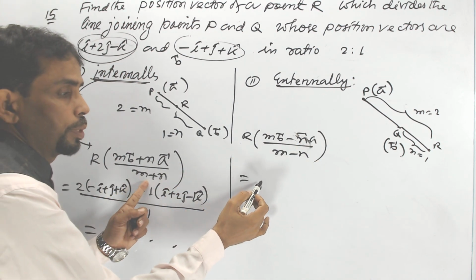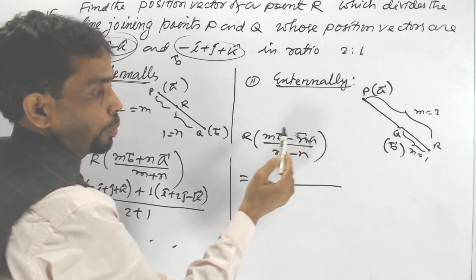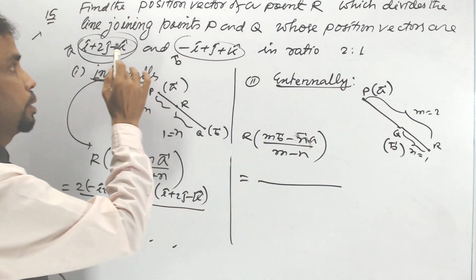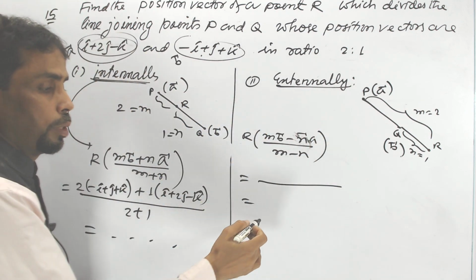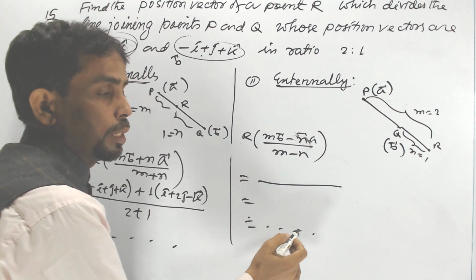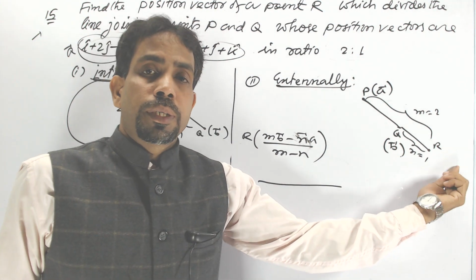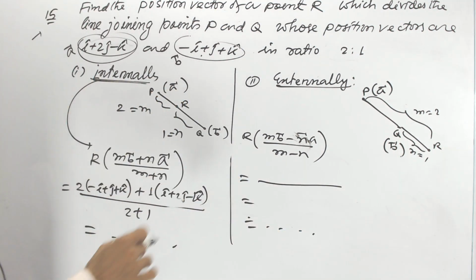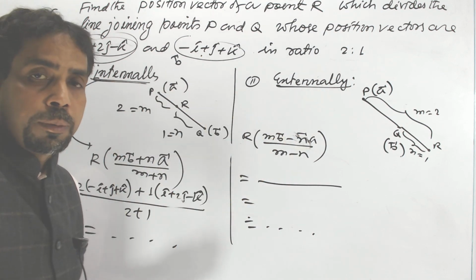And all the values you can put, all the values are there. M is 2, N is 1, and A and B, all the values are there, vectors. This is A, this is B. You can substitute and you can easily find out. Whatever you get, it will be a vector, and it is the position vector of point R. It is representing the point R. So this is how we find the position of a point internally, externally in a given ratio.